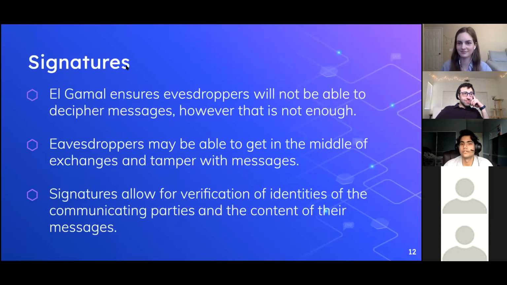Okay, so signatures. So now with LGAMO, we've ensured eavesdroppers cannot decipher your messages, but that's not enough. Eavesdroppers can still get in the middle of your exchange and then manipulate the messages, which could lead to a scenario where Bob and Alice are talking, never realizing that someone is manipulating their messages and they've never heard the intended message from each other. So now we want to talk about signatures because they allow us to verify not only the identities, but also the content of their messages. So that leads us into DSA.